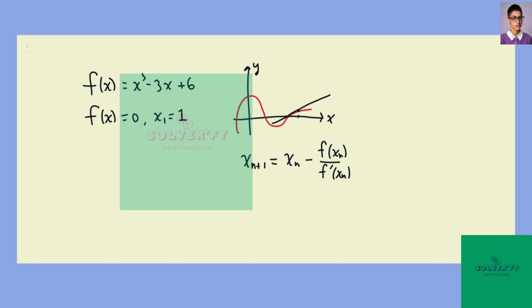So to use this formula, say we want to find the next approximation, we would have to find the derivative. So let's compute the derivative. If we use the power rule, we get that the derivative is 3x squared minus 3. Alright, and now let's see what would happen. To find x sub 2, we would need to compute f prime of x sub 1. So let's do that.